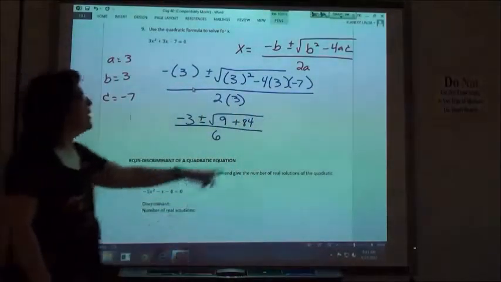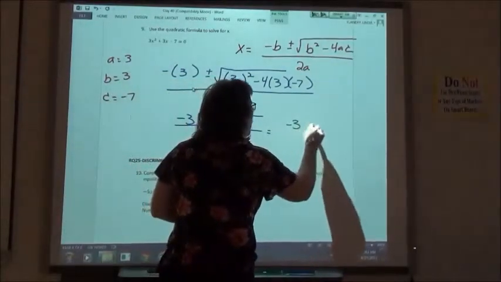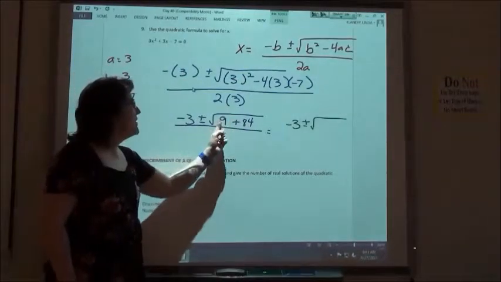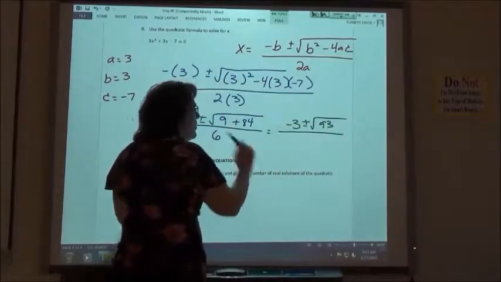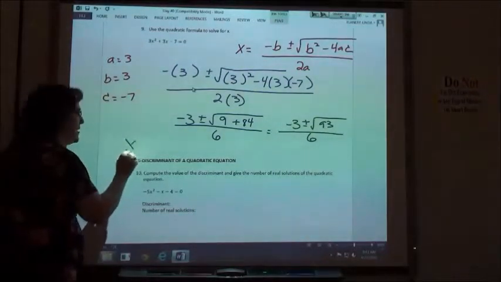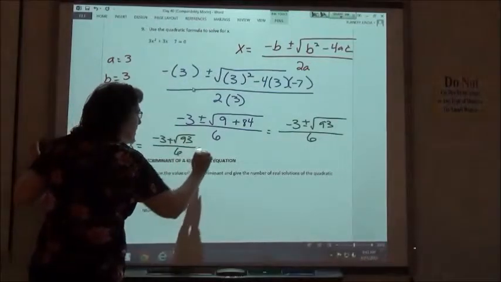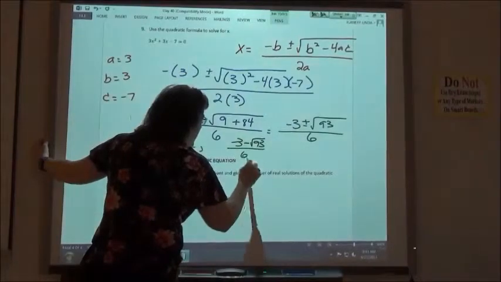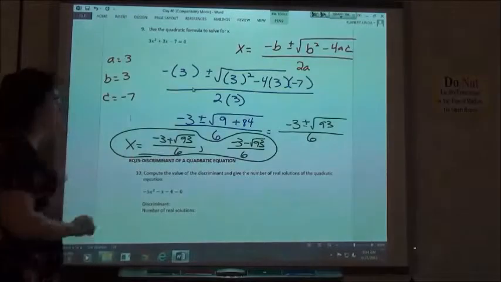So again here, since we had a negative times a negative, we had a positive, we're going to add. So we get negative 3 plus or minus the square root of 84 plus 9 would be 93, over 2 times 3, which we already did, was 6. And so we get our two answers. X is going to equal negative 3 plus the square root of 93 over 6, and negative 3 minus the square root of 93 over 6. And both of those two things have to go in for my answer.